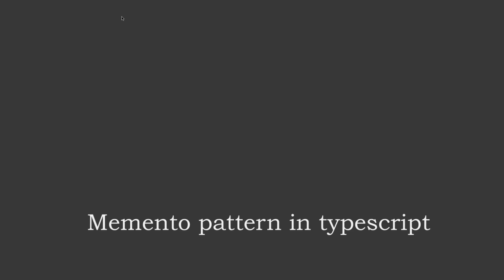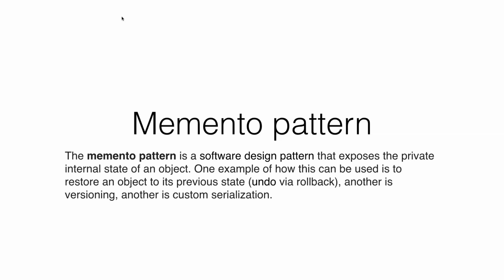In this week's episode, I want to talk about the Memento pattern in TypeScript. Again, the Memento pattern is a software design pattern, and it exposes the private internal state of an object. One example of how this can be used is to restore an object to its previous state, undo via rollback. Another is versioning, another is custom serialization.